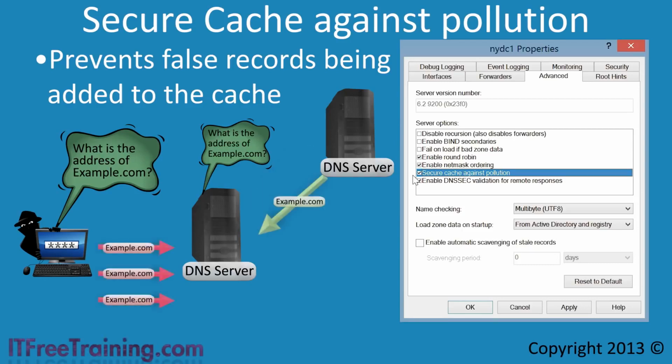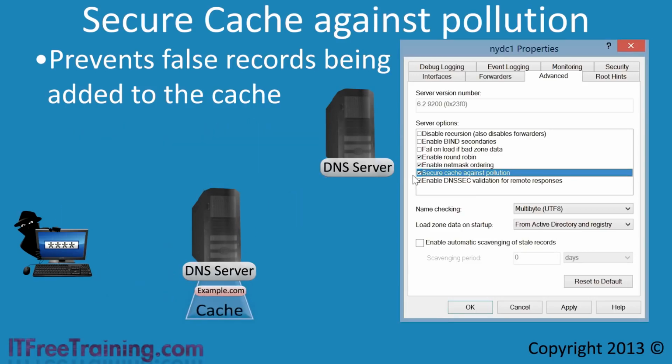When the responses from the query come back, the attacker is hoping their response will be accepted and not the response from the other DNS server. What has happened is the fake DNS record is now in the cache of the DNS server. When a client requests the DNS record, they will obtain the fake DNS record and be directed to the attacker's website rather than the correct website. Having secure cache against pollution helps to prevent this kind of attack. This option is enabled by default and should be left on.